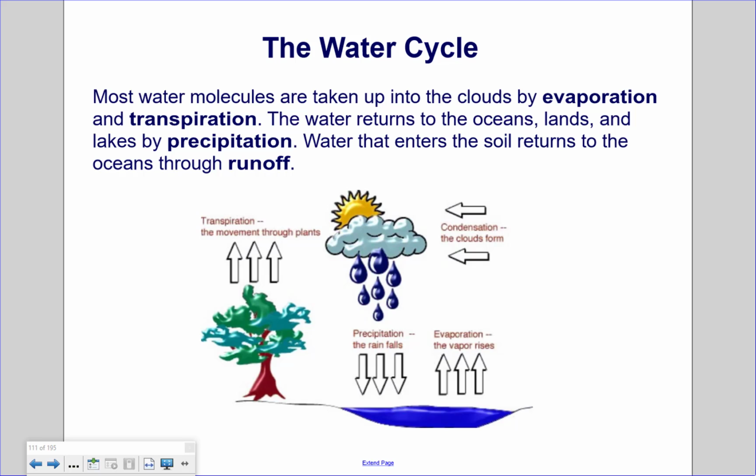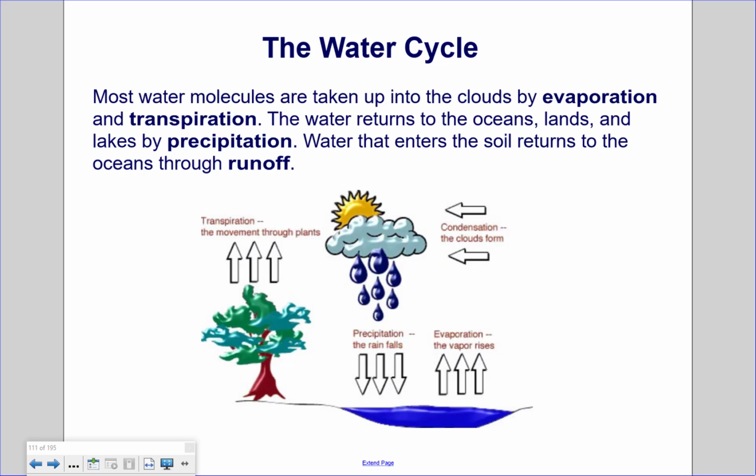The water cycle. Most water molecules are taken up into the clouds by evaporation and transpiration. The water returns to the oceans, lands, and lakes by precipitation. Water that enters the soil returns to the oceans through runoff.